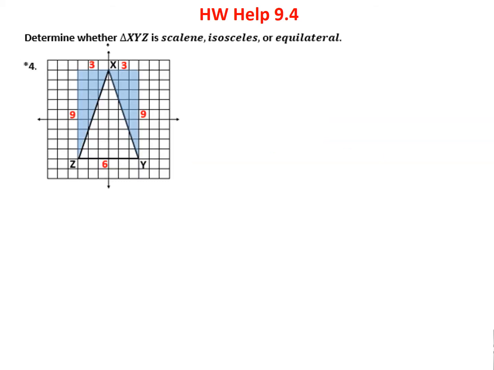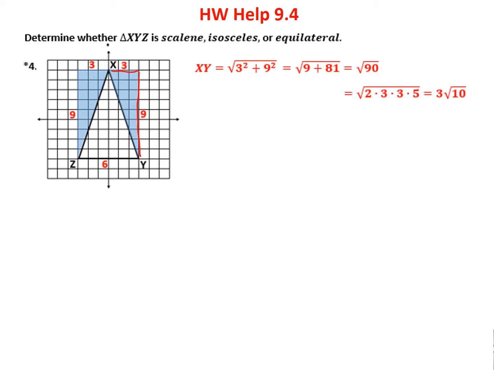Again, we're trying to find whether the triangle is scalene, isosceles, or equilateral. Let's start with XY. We notice it's 3 and 9. So XY squared is 3 squared and 9 squared. So XY is the square root of 3 squared plus 9 squared. And that's going to be 9 plus 81. So that's the square root of 90.